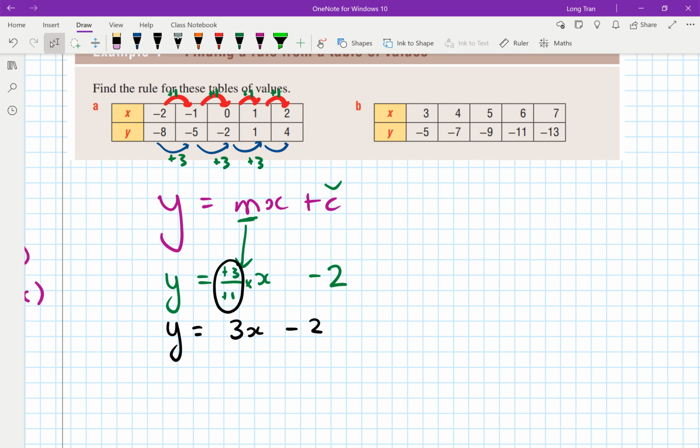So we now have 3x minus 2. We know this is a straight line. There's only one x. There's no powers. There's a number that's multiplied to x. And we've got a c value. Yep. How did 3 go over 1?